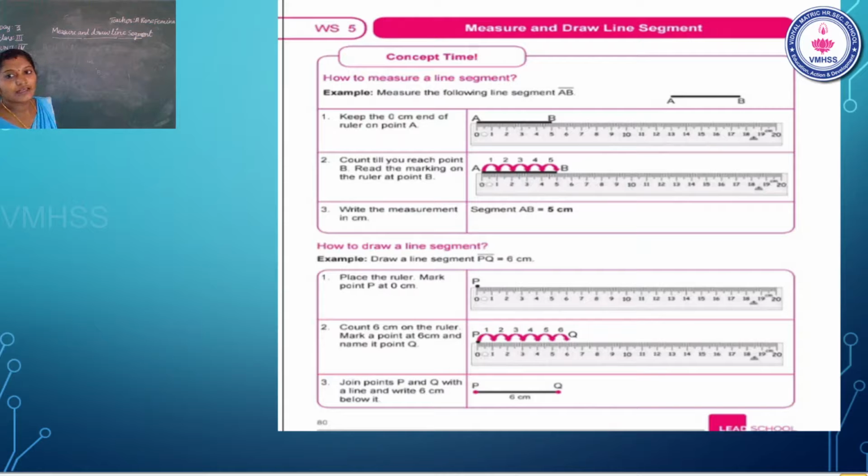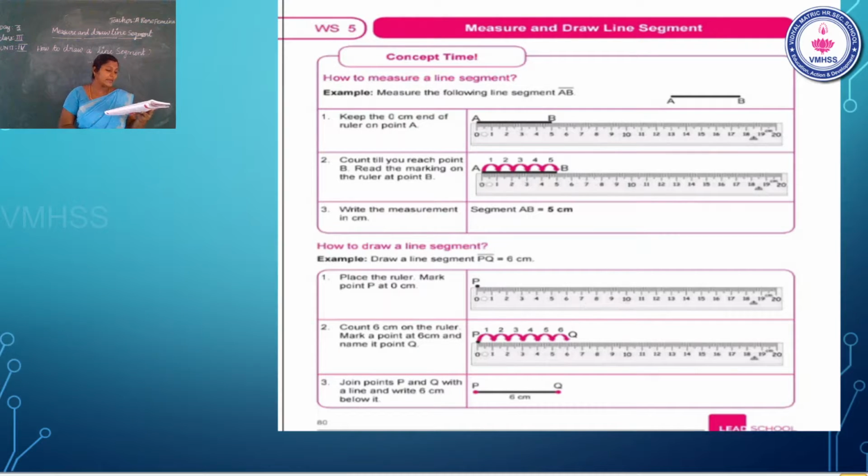Okay. See carefully, ma. How to draw a line segment. Okay. So now we move to how to draw a line segment. Students, you take page number 80. Please take page number 80. So there are some rules. So what is the first rule?